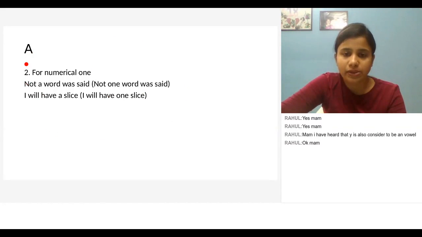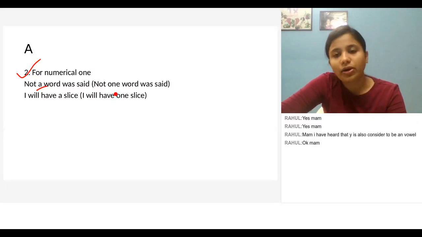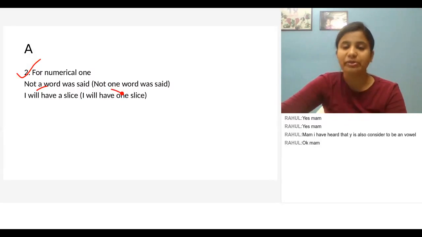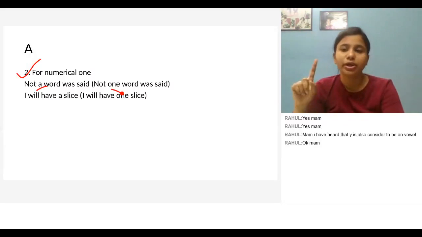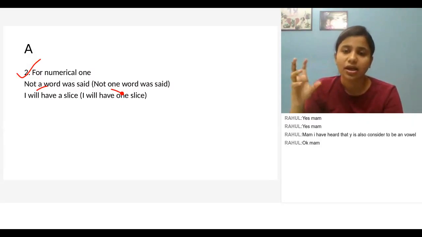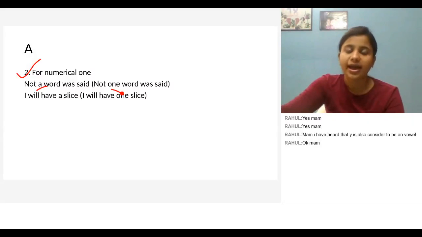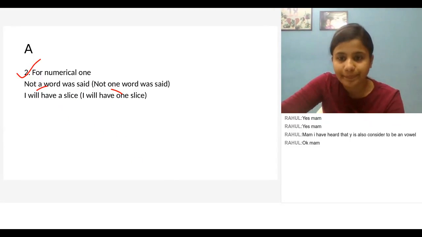Now, where else do we use a? When we talk about numerical one, that is, not a word was said. What do I mean by a? Not one word was said. So when we have to talk about one thing, we at times replace it with a. I have a slice means what? I have one slice.